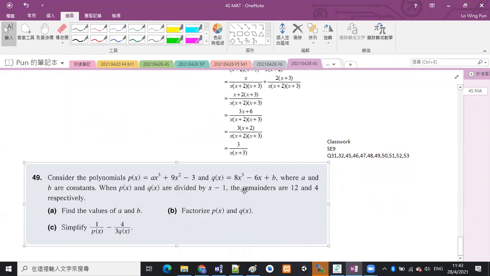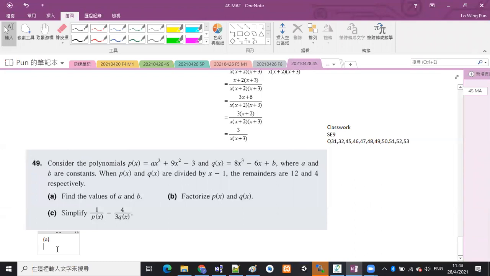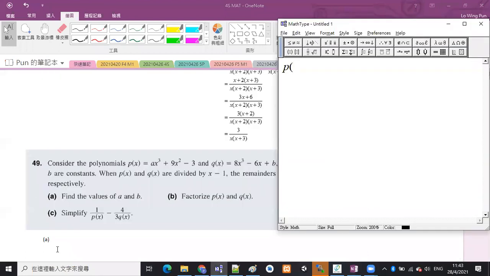Consider the polynomials px and qx, where a and b are constants. When px and qx are divided by x minus 1, the remainders are 12 and 4 respectively. This is also a Lesson 6 question. px divided by x minus 1 has remainder 12, which means p1 is equal to 12. Then we have the formula of px. So a times 1 cubed plus 9 times 1 squared minus 3 should be 12. So a plus 9 minus 3 is 12, so a is equal to 6.